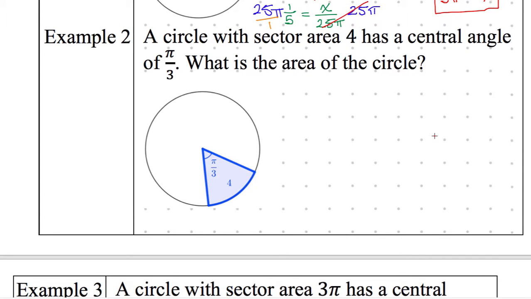I think we need to pause and stretch our legs. So we are on example 2 now. We have a sector area of 4, central angle of pi over 3. I'm reading this for us. So that means that pi over 3 is the angle.